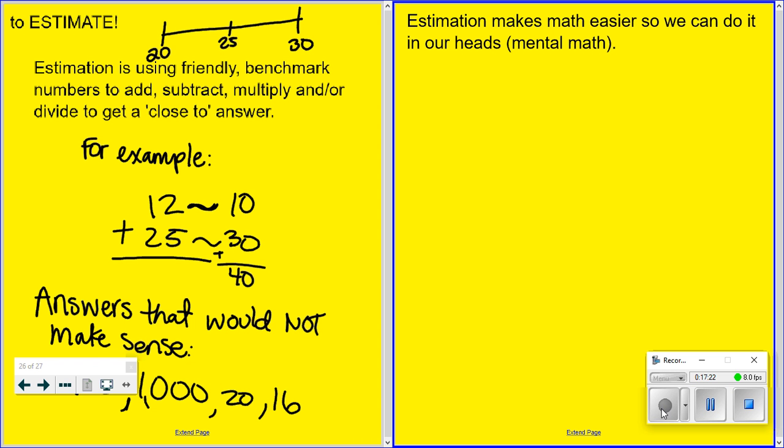So just a second ago when we were listing answers that would not make sense, we were using estimation. You had already figured out what 10 plus 30 was, probably in your head. And you knew that these other answers don't make sense because they are not close enough.